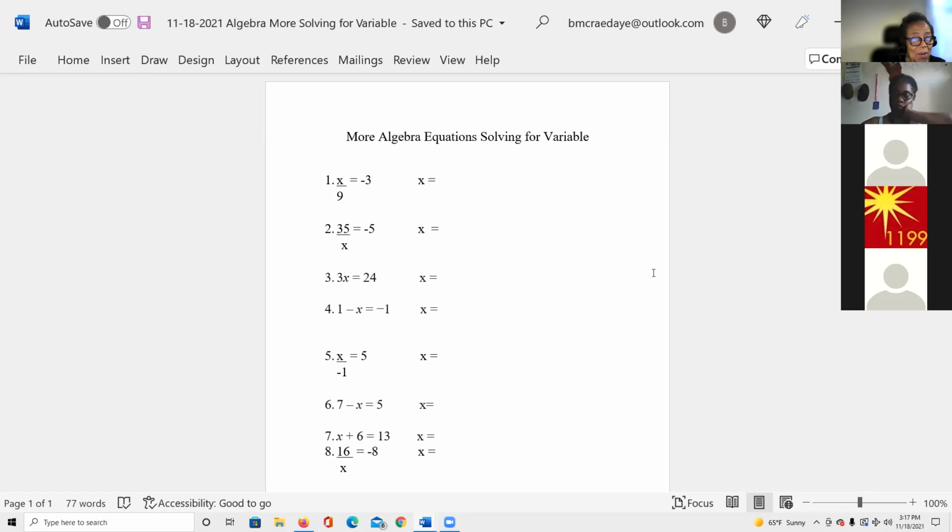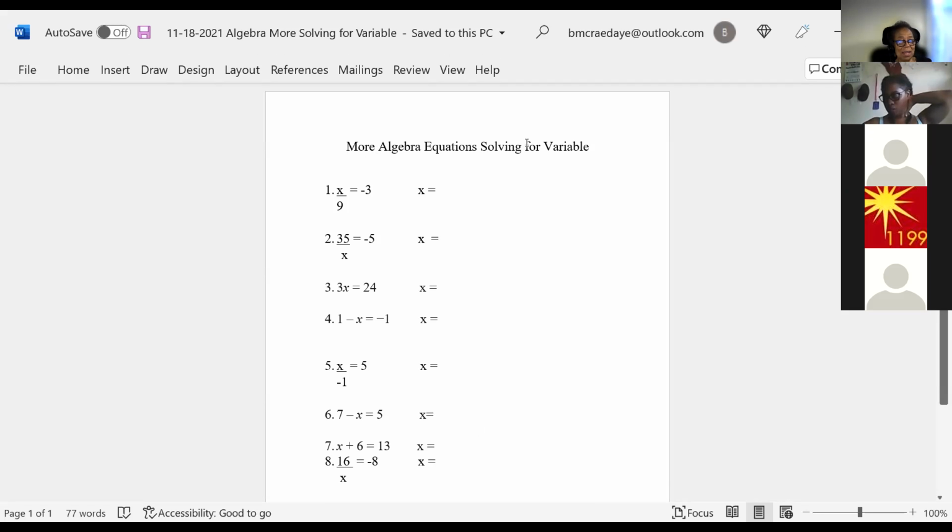Okay. So can you see this? More algebra equations, solving for a variable. You've got to make it a little bigger. Okay. Can you see that though? More algebra equations solving. Yeah. Okay. Can you see it, Maureen? X over 9. Let's see.